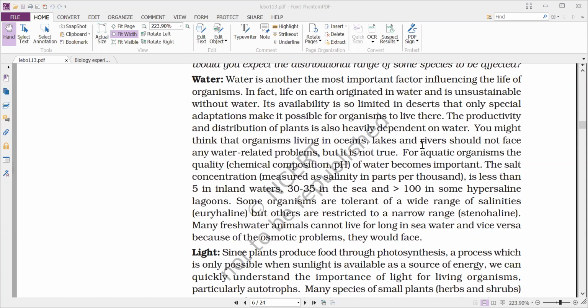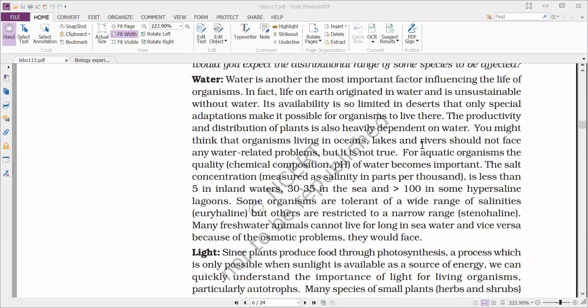And if it is saline water or hypersaline water, that means higher salt concentration, like the Dead Sea. You know the Dead Sea? Yes, sir. In the Dead Sea we can find the highest salt concentration on the earth's surface. Even a human will float on that water because of the high salinity. There we find more than 100 ppt, parts per thousand, in some hypersaline lagoons like the Dead Sea.